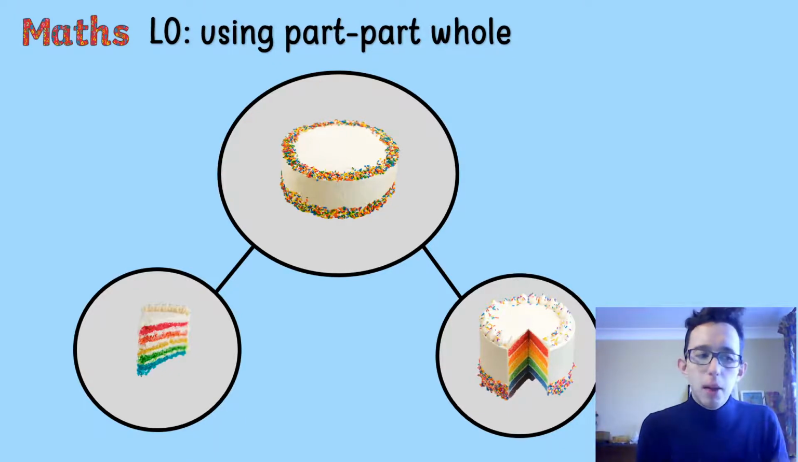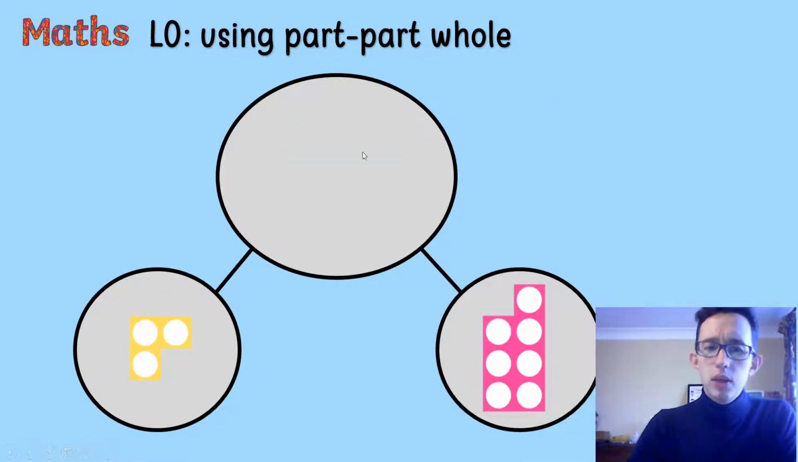We could say that about pizza, or a donut, or something that's not food, maybe. So we've got one part and then another part. But we can also show this with numbers, okay?